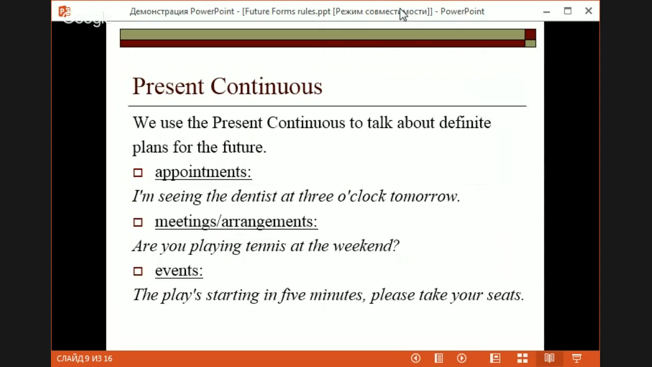Are you playing tennis at the weekend? So we ask the person about his definite plans, about his arrangements, because for playing tennis, you need to arrange that. You need to book a court, to have a partner, and you need to know what time it happens. And the last one, the play is starting in 5 minutes. Please take your seats. These are different events which are happening in the nearest future, and for that case, we also need to use present continuous.